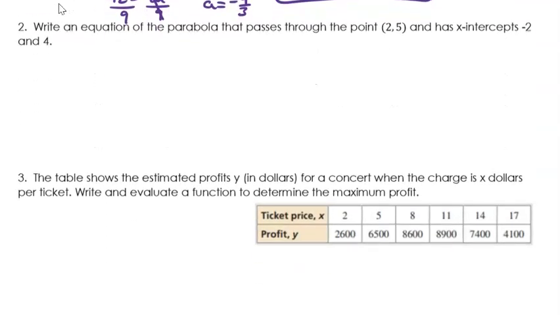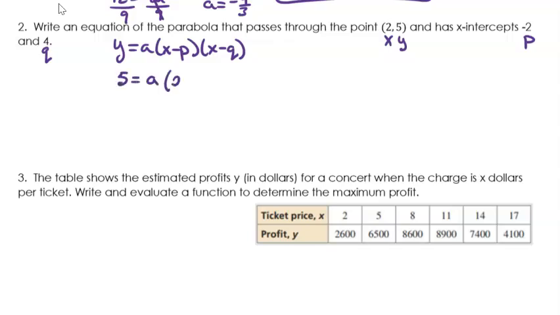It passes through this point, so there's x, y, has x-intercepts of -2 and 4. So there's my p and my q. So I'm going to use the intercept form because it goes through the two x-intercepts, and I know them. y is 5. I don't know a. x is 2. p is -2, so it's minus -2. x is 2, minus q is 4. So minus and -2, I'm going to change to plus.